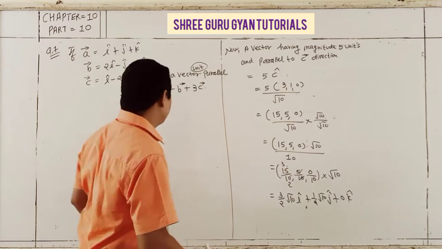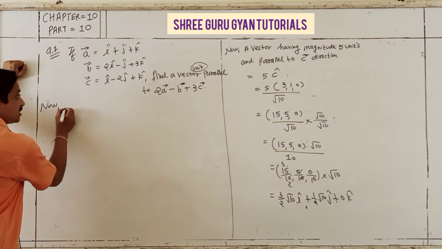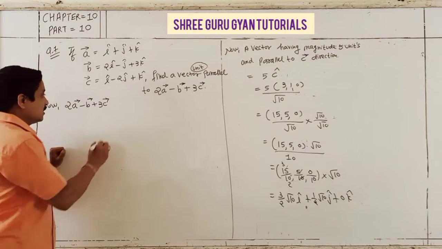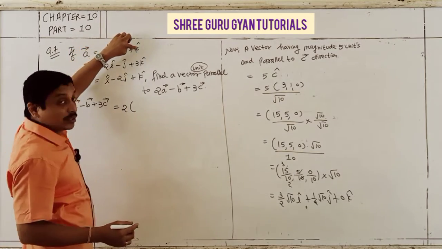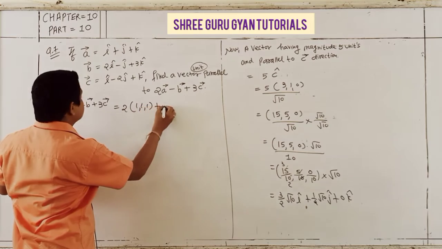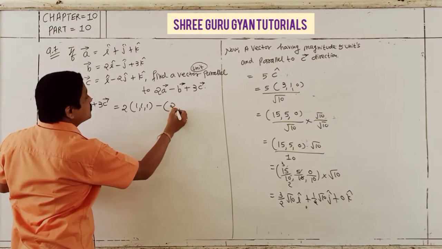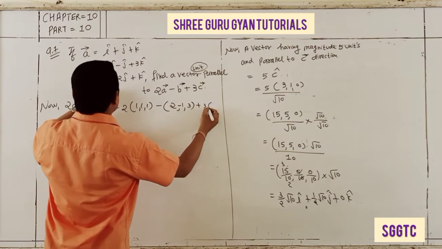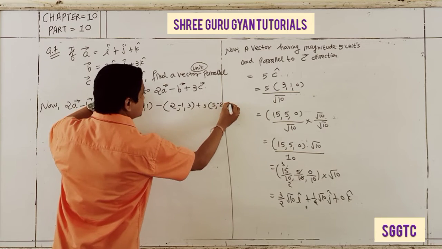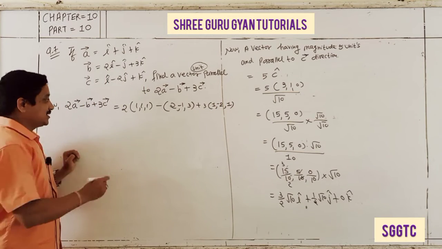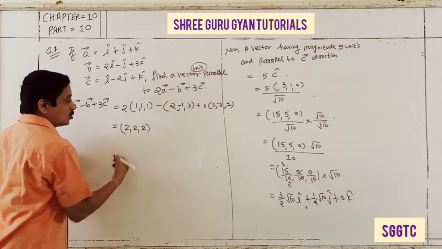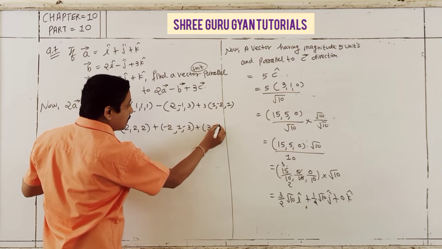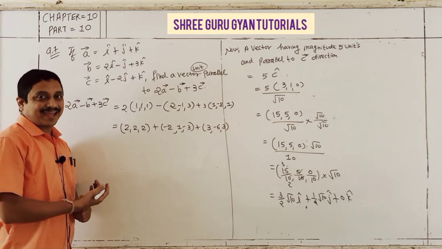Very easy. First I define this value. You will take 2A - B + 3C. A I have 1 1 1, minus B, I have 2 minus 1 3. Just check the numbers. And the 3C vector is 3 minus 6 3. Now calculate: 2 2 2, plus minus 2 1 minus 3, and 3 minus 6 and 3.